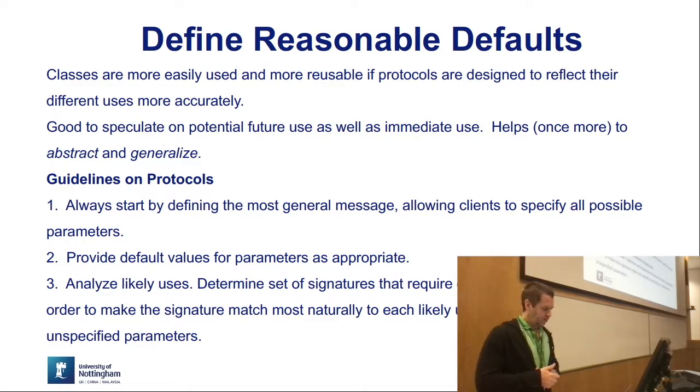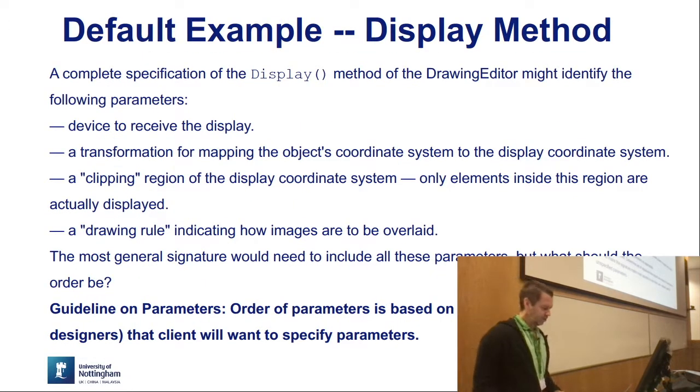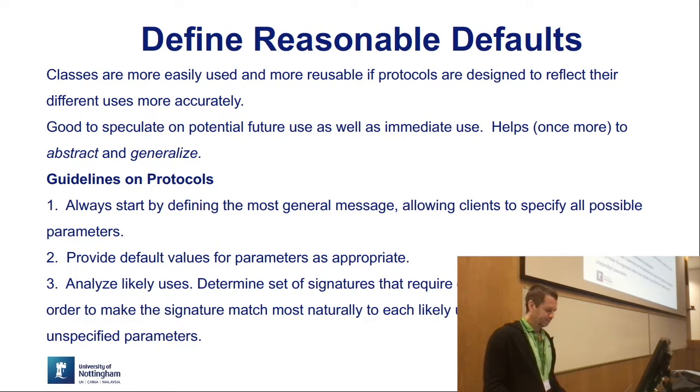So classes are more easily used and reusable if protocols are designed to reflect their different uses accurately. And we can speculate on potential future use cases to make abstractions and generalize. So always start by defining the most general message or the most general method, you could say, allowing clients to specify all parameters, provide default values for parameters as appropriate, and analyze likely uses. Determine a set of signatures that require only subsets of parameters in order to make the signature match naturally.